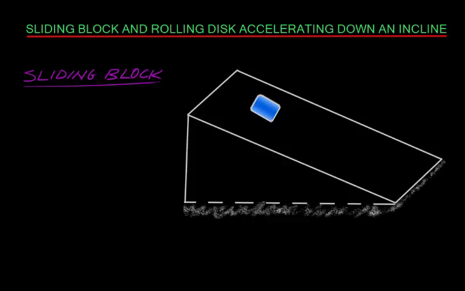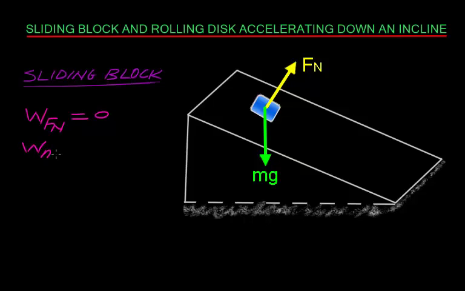The sliding block is clearly under two forces only: the normal force, which is perpendicular to the surface of contact at all times, and the weight mg, which acts straight down. The work done by the normal force is equal to 0, because the normal force is at all times perpendicular to the displacement, and since the normal force is the only non-conservative force that is acting on the block, therefore the work done by the non-conservative forces equals 0.